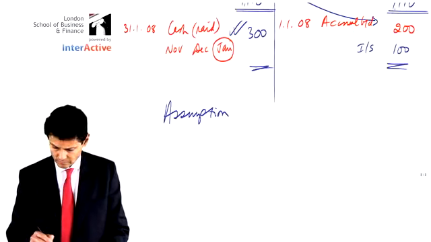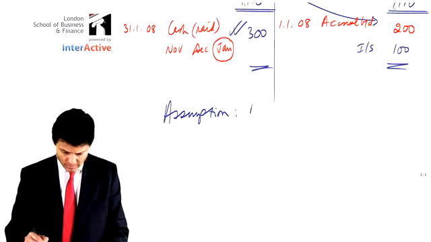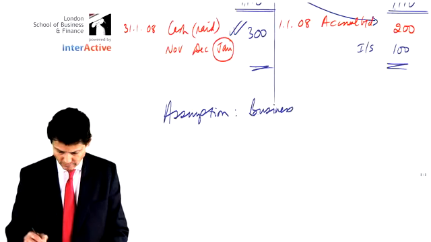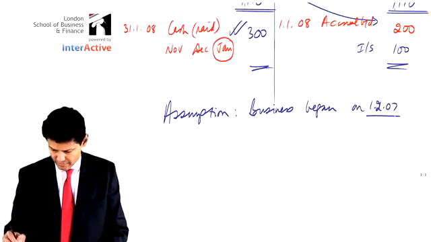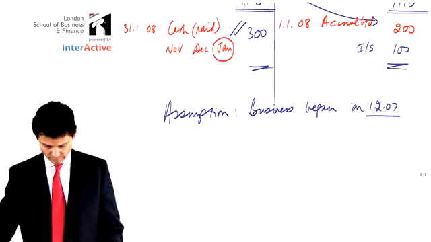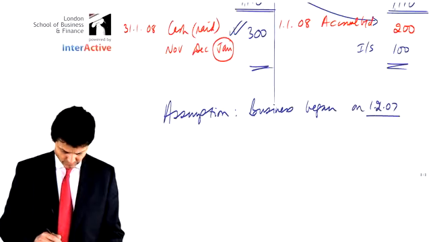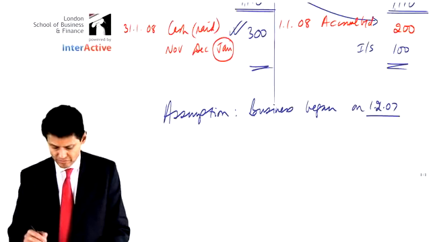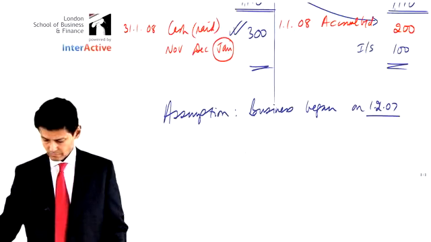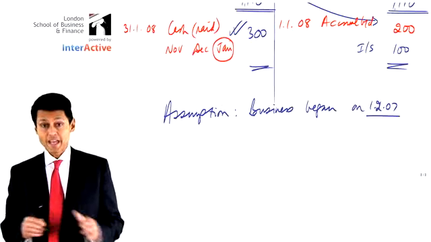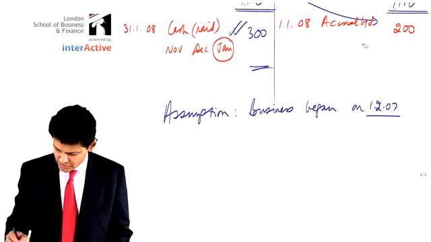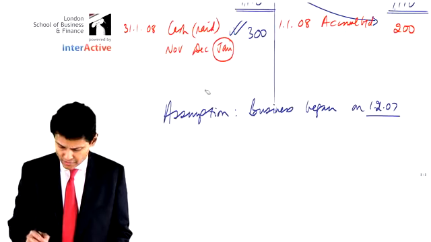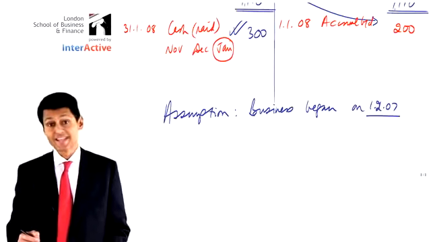Assumption: the business began on the 1st of February 07. The business began on the 1st of February 07. So there you are. To be absolutely honest with you, I put this in just to explain. What I might do is remove that, so there's no doubt about why I put that in.